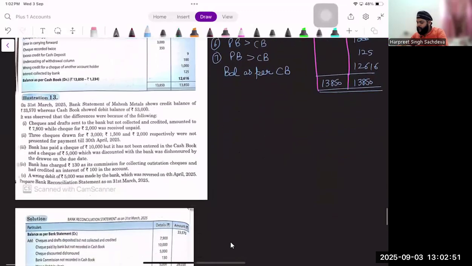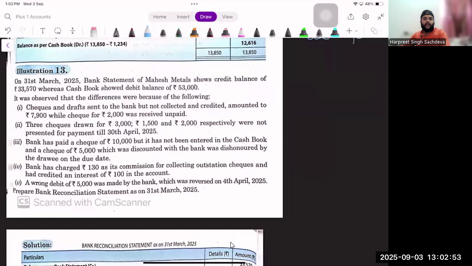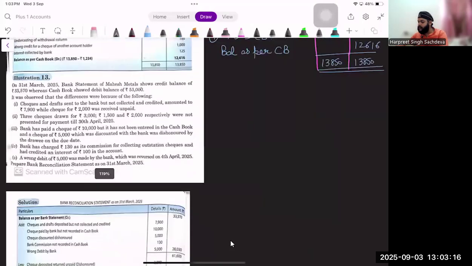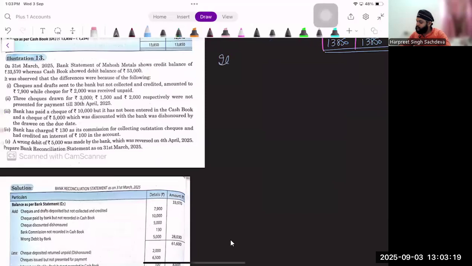Okay, Raja. So let's do next illustration 13. On 31st March 2025 means again we have to make BRS. But today, important thing is question has given us bank balance also and cash book balance also. We can start with anything from any side, from cash book or passbook. Tell me from where you want to start. It's BRS as on 31st March 2025.